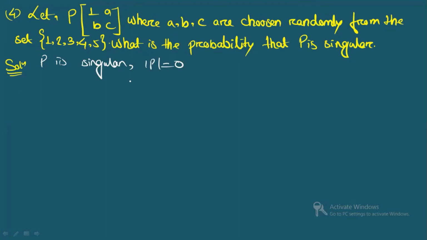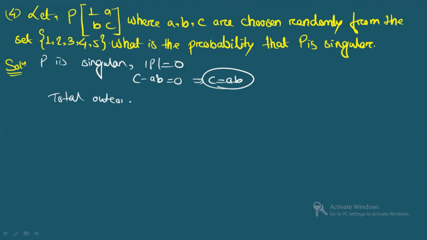Determinant of P will be what? Cross multiplication, C minus AB is equal to 0. That means C is equal to AB. This is the condition. Clear? Now this condition will give us the favorable outcomes. Favorable we will get from this condition, so now we will find the total outcomes.